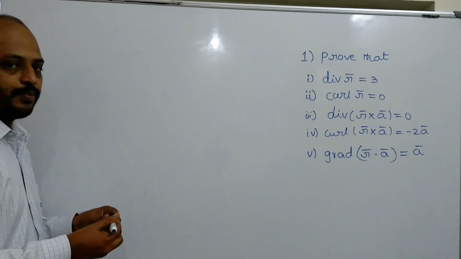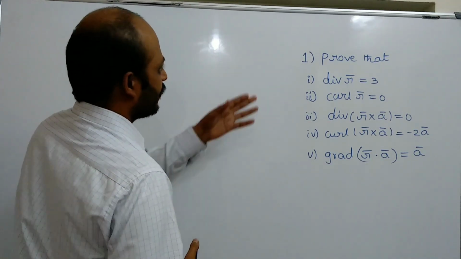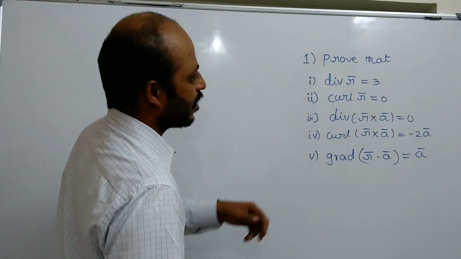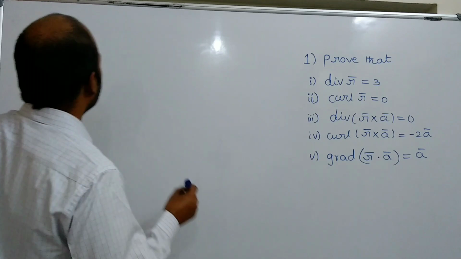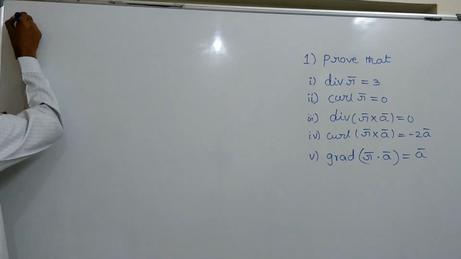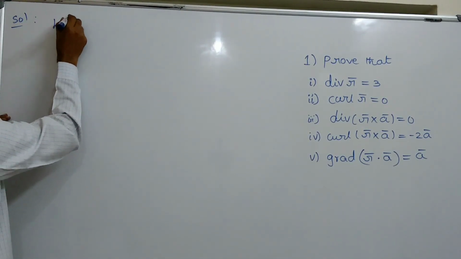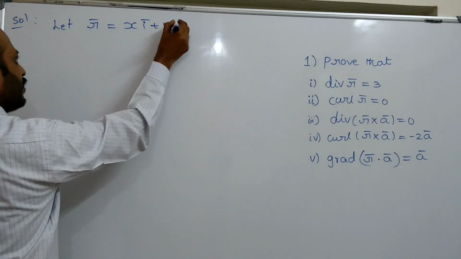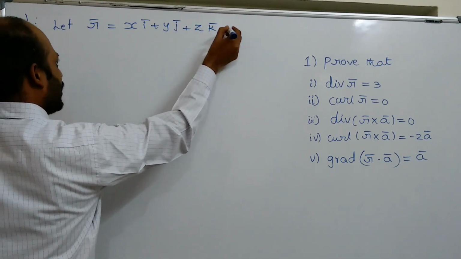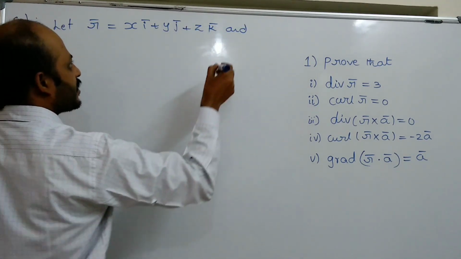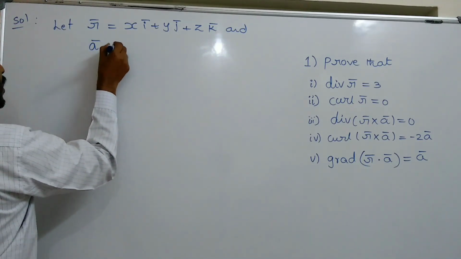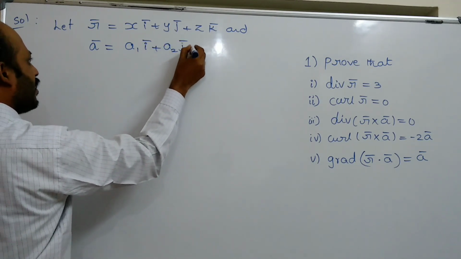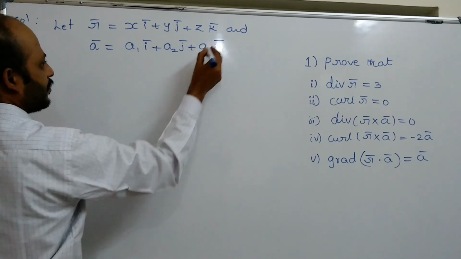In this class, we solve some problems. So the first one: prove that div r bar is equals to 3, curl r bar is equals to 0, div of r bar cross a bar is equals to 0, and so on. To solve this problem, let us take small r bar is equals to xi bar plus yj bar plus zk bar, and a bar is equals to a1 i bar plus a2 j bar plus a3 k bar.